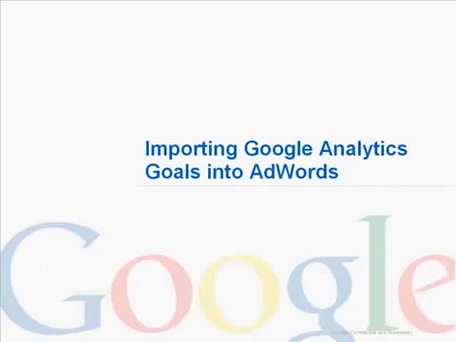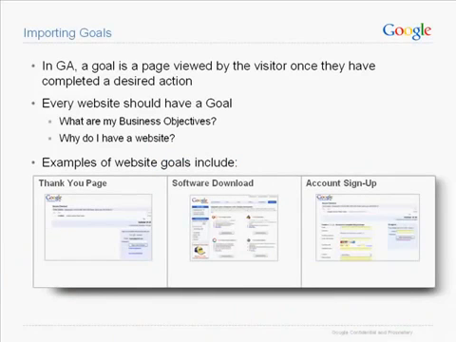So let's talk about importing Google Analytics goals into AdWords. This is a new feature that we just rolled out not too long ago. In Google Analytics, a goal is a page viewed by the visitor once they have completed a desired action. So every website should have a goal. And then how do you answer that question? You ask yourself, what are my business objectives? Why do I have a website?